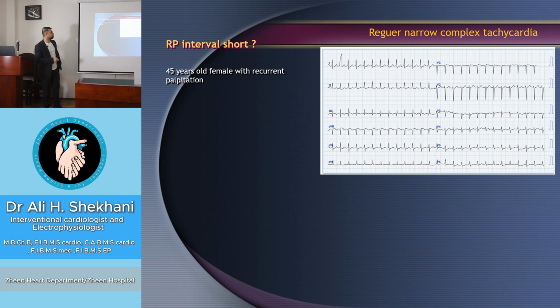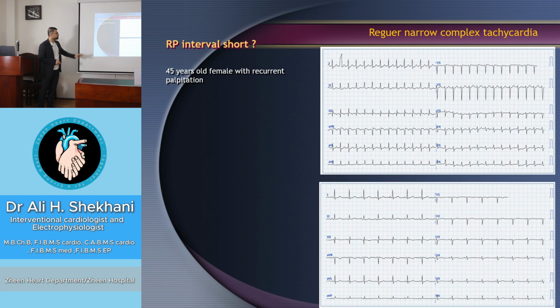This patient is the same patient, with narrow complex tachycardia. From the first look, it is difficult to see any P wave in this ECG. And this is the same patient after conversion to sinus rhythm. Why is it important to bring the ECG during sinus rhythm? Because comparing the ECG during tachycardia and sinus rhythm is always very important.